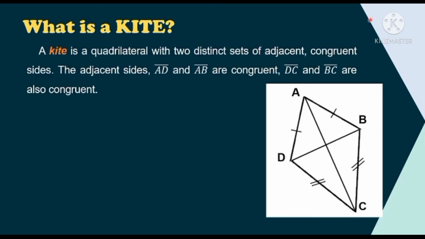Now, let us discuss a kite. What is a kite? A kite is a quadrilateral with two distinct sets of adjacent congruent sides. The adjacent sides, segment AD and segment AB, are congruent. Also, segment DC and segment BC are congruent.